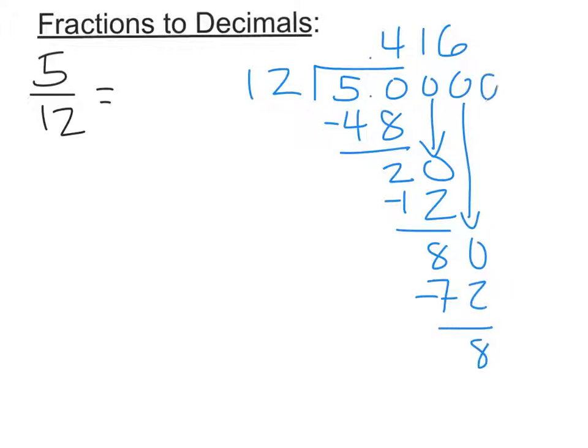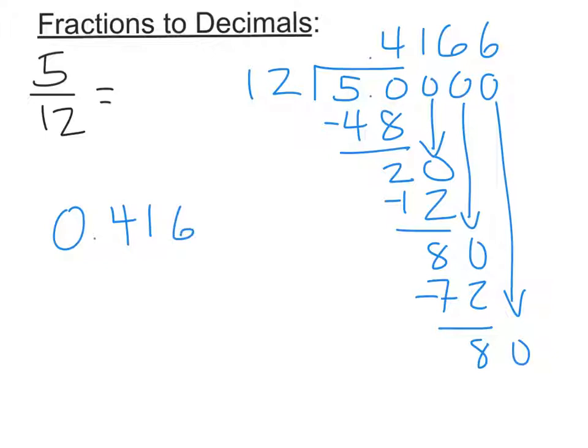And notice if we grab a 0, bring it down, we'll have 80 again, which we just had. It'll go 6 times, and we'll get that remainder of 8 again. So what's going to happen is this 6 is going to repeat. So the way we're going to write our answer is 0.41. Now notice only the 6 repeats, so we're going to write a 6 and then a bar only over the 6. So that means 0.41 and then a 6 repeated forever.